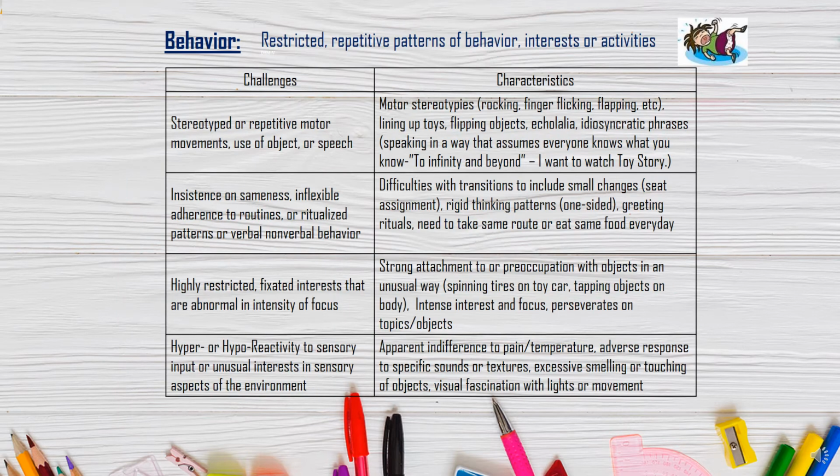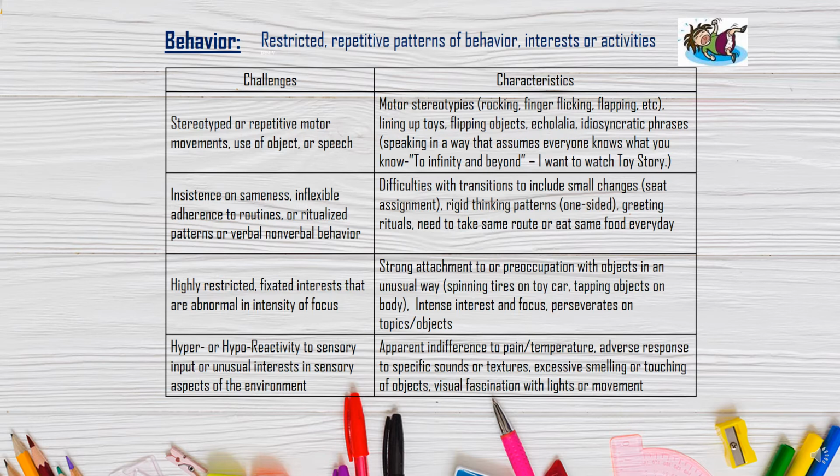Although every child with autism is different, there are several common behavior challenges and characteristics. Some students display stereotypes or repetitive motor movements. This challenge can take the form of rocking, finger flicking, tapping, and flapping of their arms. Another challenge could be insistence of sameness or an inflexible adherence to routines. An example could be the student's need to eat the same food every day, sitting in the same seat every day in class, or following the same routine every day.